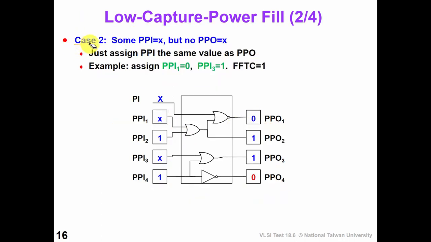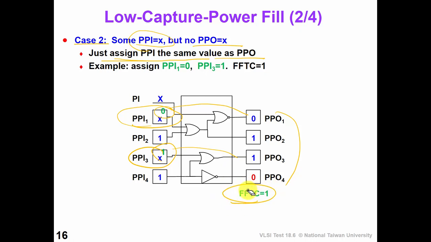They are just shown to indicate the value before the capture clock and after the capture clock. Now let's consider case 2. In this case, there are some PPI whose value is unknown, but all the PPO have been decided already. So in this case, we just simply assign PPI the same value as its corresponding PPO. For example, we just assign PPI1 to be 0, which is the same as PPO1, and we assign PPI3 as PPO3. In this case, the FFTC of this test pattern is simply 1.